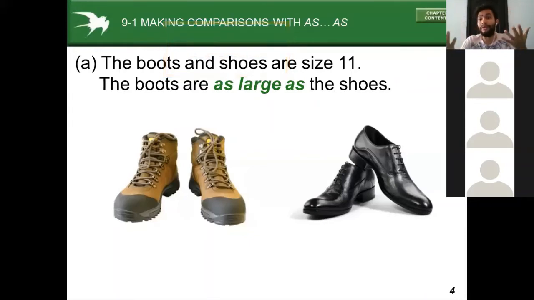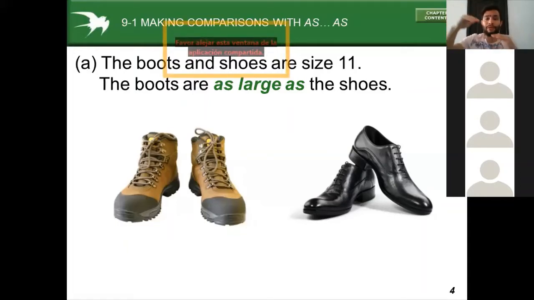Even though it is a comparison, y bueno, ya sabemos que una comparación normalmente es decir que una cosa es más que la otra o menos que la otra. Eso es una comparación como tal. Sin embargo, aquí también estamos haciendo una comparación, pero de igualdad, right? Donde dos cosas son parecidas. Balanceadas, son iguales. So this is the case right here where the boots are as large as the shoes.